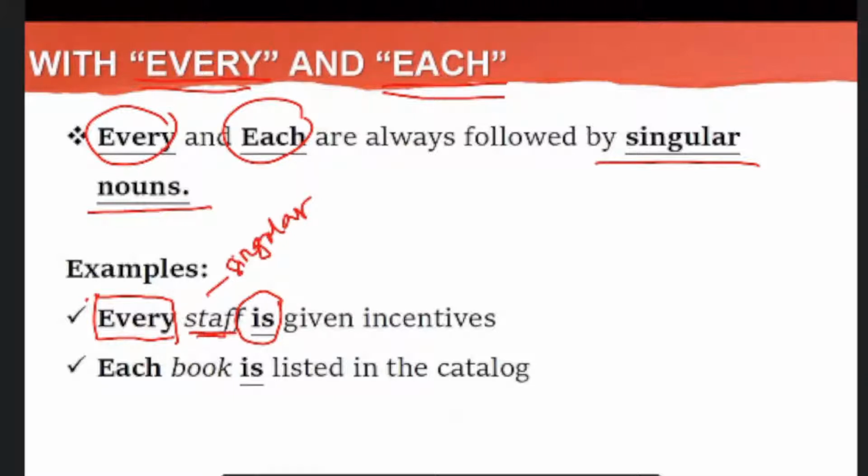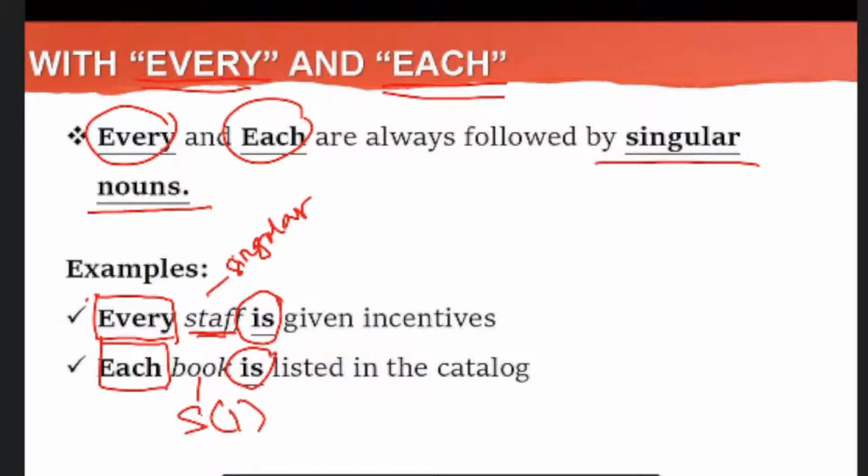Second example, here I'll give an example for the usage of the word each. Each book. Again, there is no S on book, so it is singular, indicating there is only one book. Each book, singular noun, we use again a singular verb.